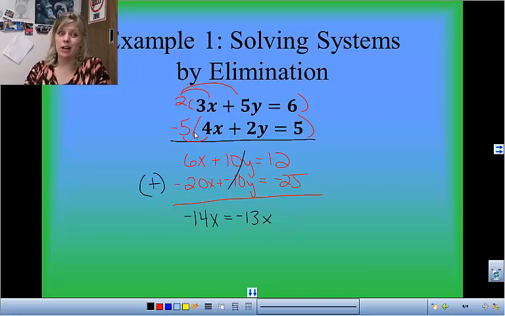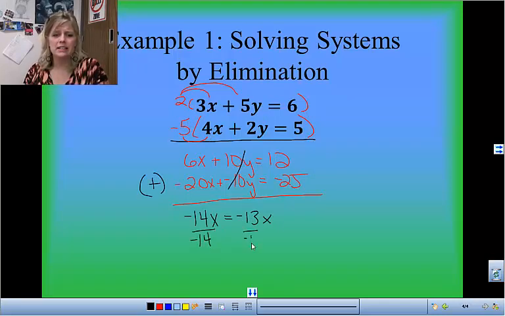Boy, this is not going to come out pretty, is it? We're going to get a decimal. Did I do my math right? 2 times 3 is 6. 2 times 5 is 10. 2 times 6 is 12. Yep. 5 times 4 is 20. 10. 25. It's going to be right.